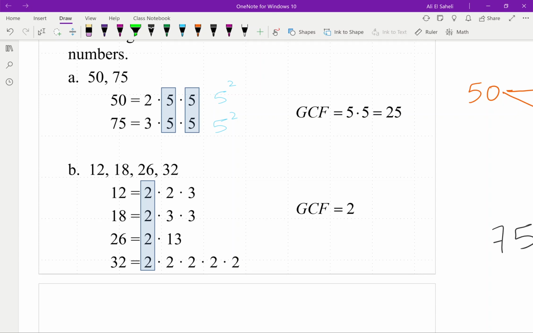So the greatest common factor is 5 to the power 2. The greatest common factor of 75 and 50 is 25.